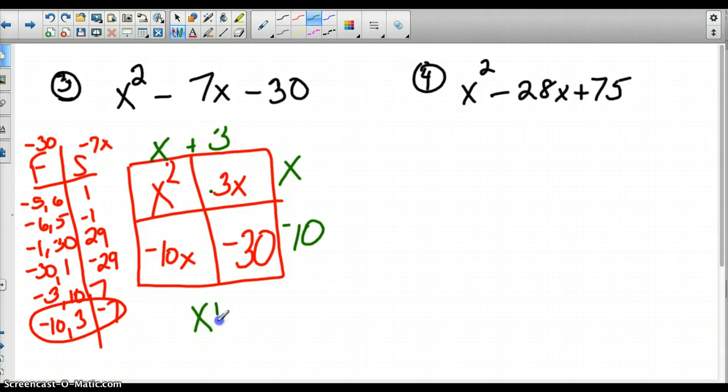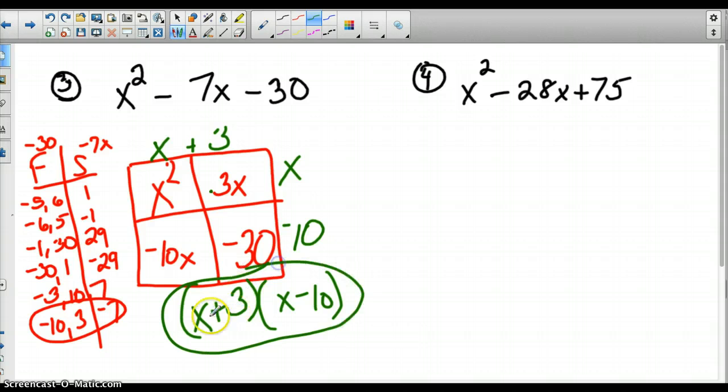So we have x plus 3 times x minus 10, and we can do the check, where we do x times x is x squared. This will give us negative 10x plus 3x, which will give you negative 7x, and then 3 times negative 10 is negative 30.